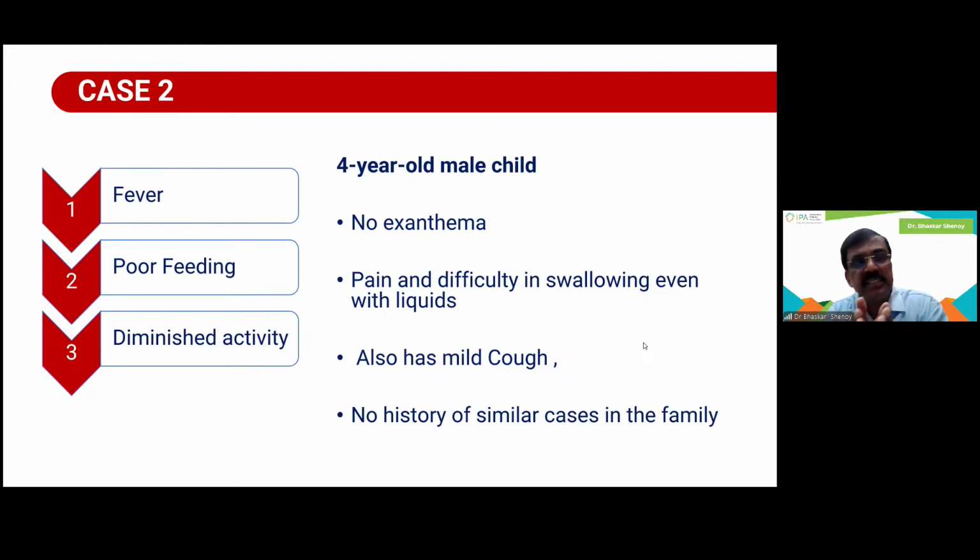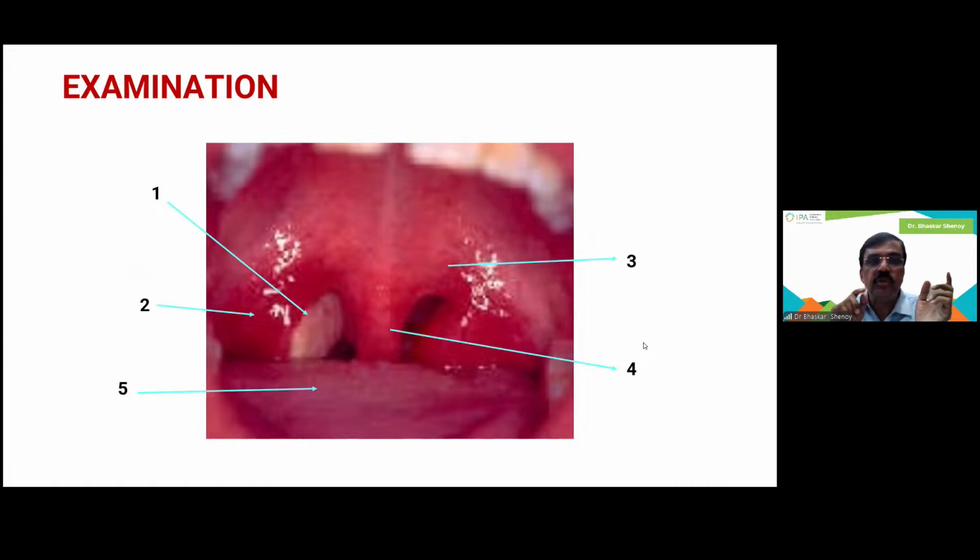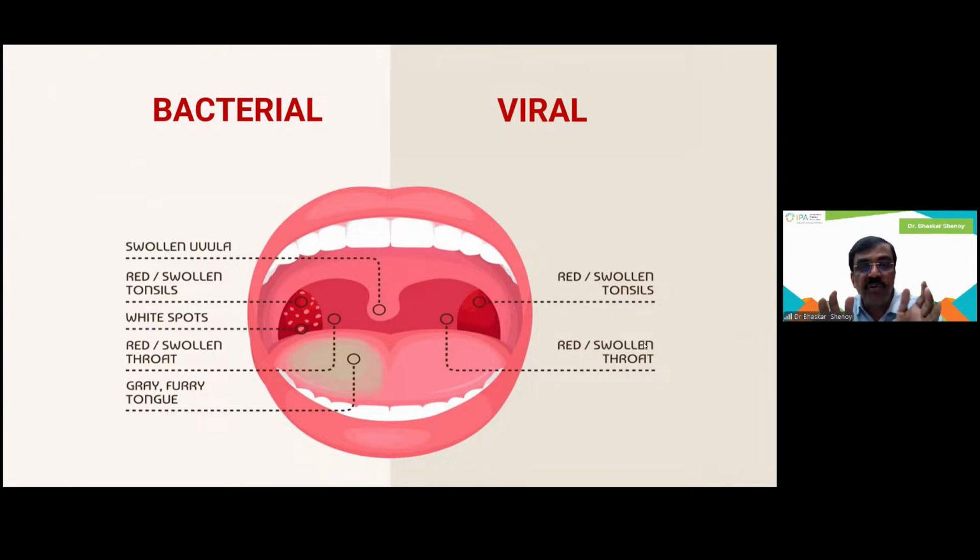Let me take you through a second case, which has fever, poor feeding, diminished activity, a 4-year-old with no exanthema or no similar history of other cases in the family. But he has pain and difficulty in swallowing even with liquids. So you now know the difference between the previous case and this case. You can see the throat. There are various marks I have put. One is there is a patch on the tonsil. The uvula is congested and red, beefy red, what you call. The upper fauces is congested, and the tongue is more of a gray or furry tongue.